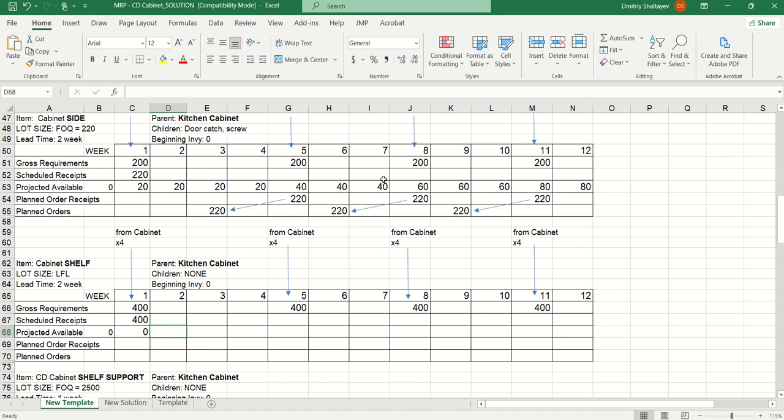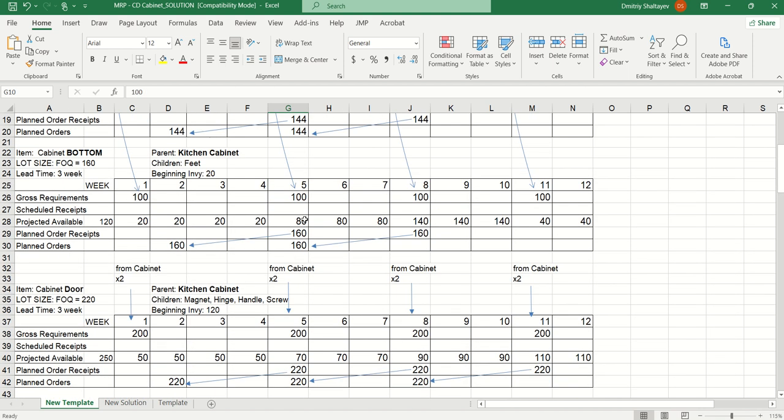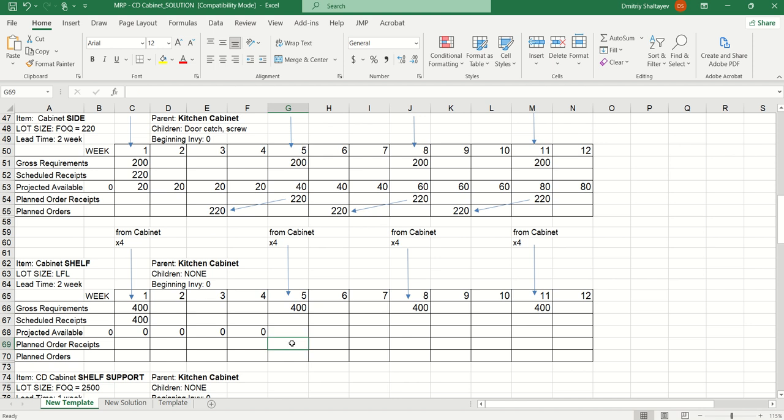And week number 2, same thing. Week number 3, 4. In week number 5, I need 400 shelves because I'm starting working on the 100 cabinets, right? During this week, right here, planned orders. Which means that I expect how many units? 400, right? Because it's lot for lot.